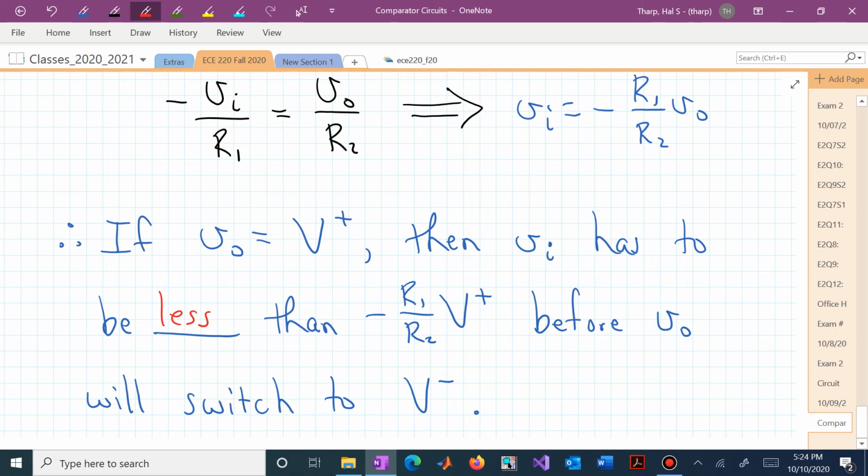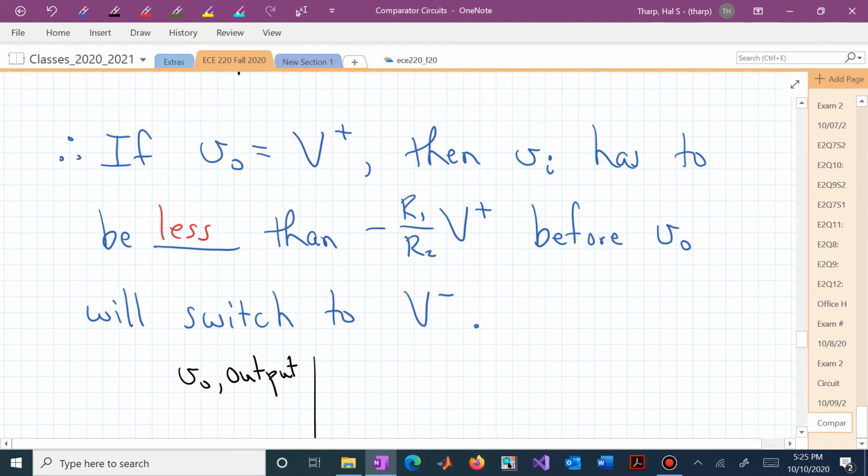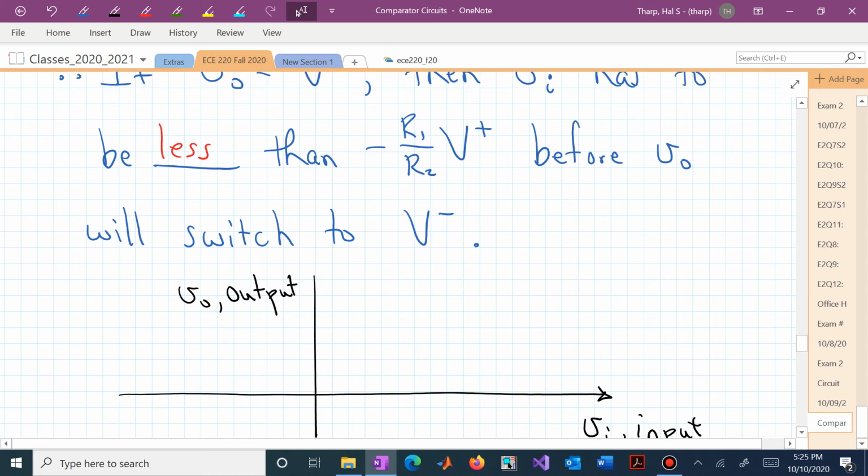So now we have a little bit of a transition region, where we're not switching between V plus and V minus right at the origin, or at 0. It's now going to occur a little bit below that. And if we draw that, we now say, oh, we are now with a V naught at V plus.